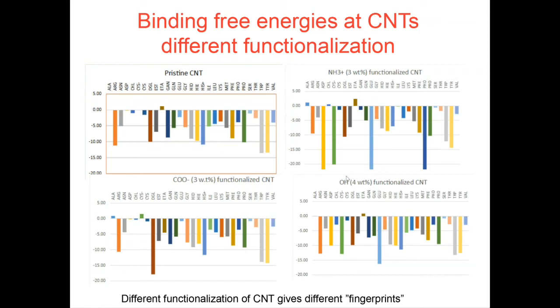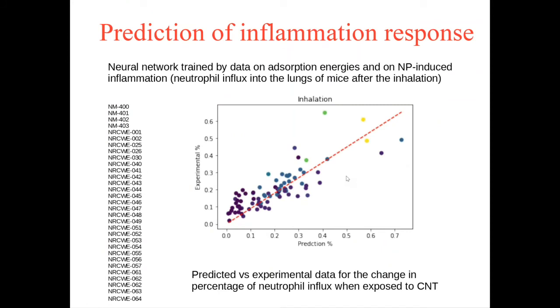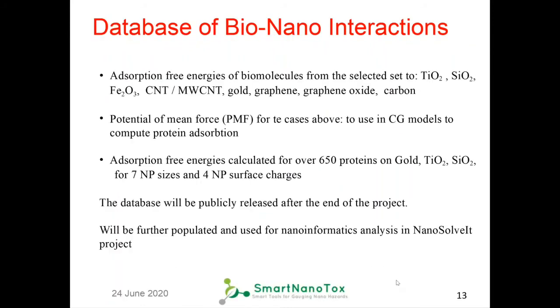And further we accumulate this data and then we can try to build, we already did some test studies of building neural networks which connect absorption data and biological responses. And here is an example of results from a neural network trained on data on inflammation, that is neutrophil influx into the lungs of mice after inhalation. This was done for a range of materials in the SmartNanoTox project. And you see a nice correlation between predicted and experimental results for the change in neutrophil influx. So it shows that these descriptors have predictive power.